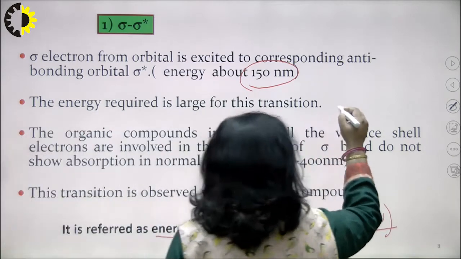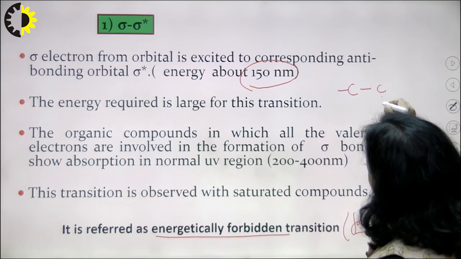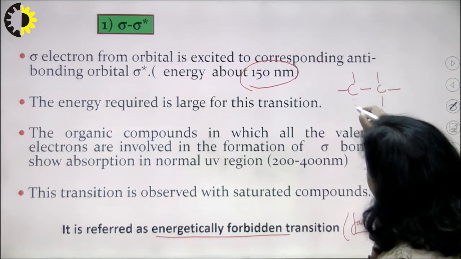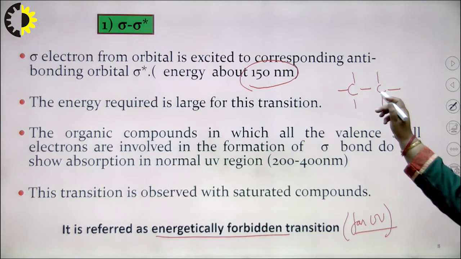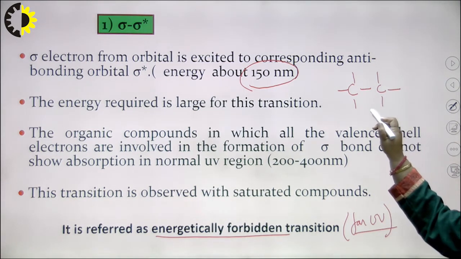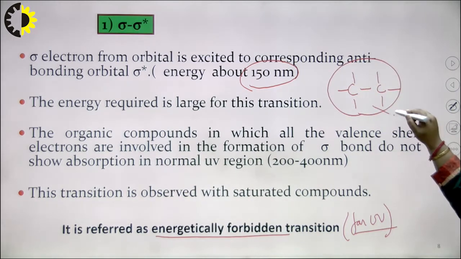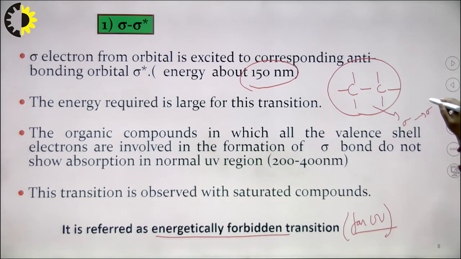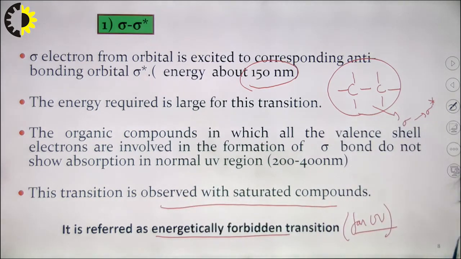Saturated compounds, for example, C2H6. In ethane, there is no heteroatom, so no n electron. There is no double bond, no unsaturation, so there is no pi electron. So, in this case only sigma electrons are there. It means if a transition occurs in this molecule, it will be only sigma to sigma star. So, this line, I think it is clear, is observed in saturated compounds.